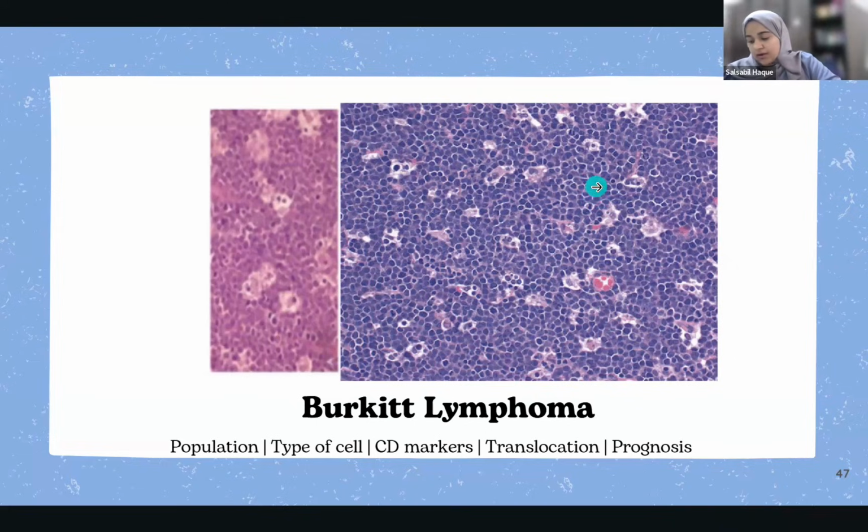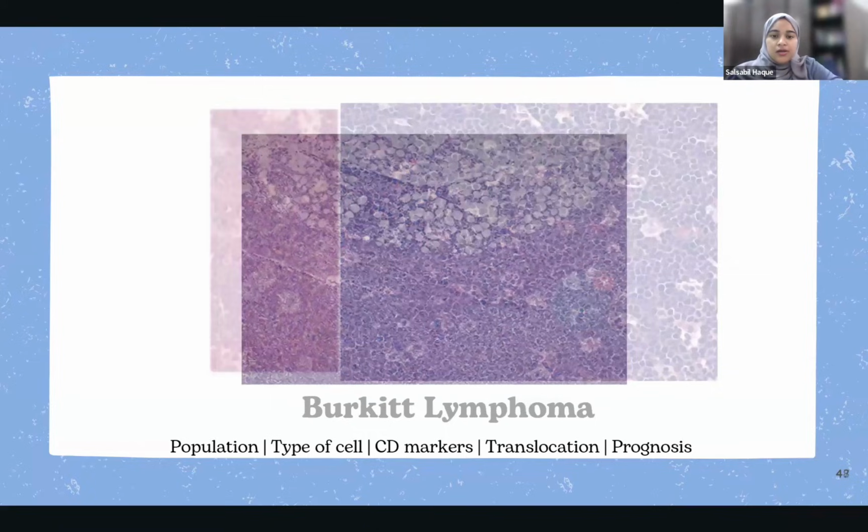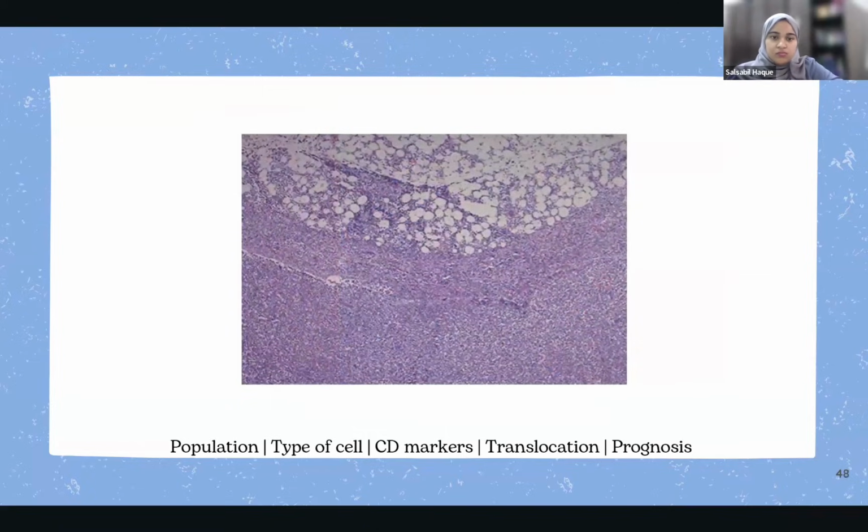And these stars are basically histiocytes among malignant cells. Type of cell, B cell. And translocation, as we mentioned. Prognosis, it's fairly good, I believe. No, actually, it's very aggressive. Yeah, it's an aggressive lymphoma. Prognosis is not good. Okay. Can anyone tell me what this is?